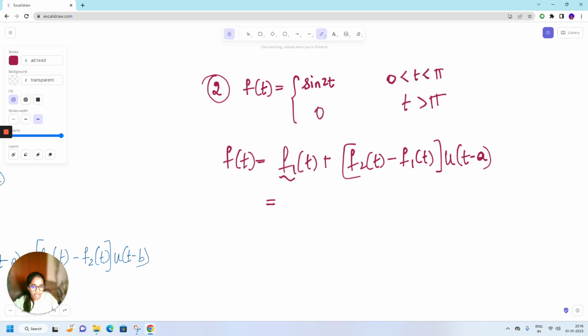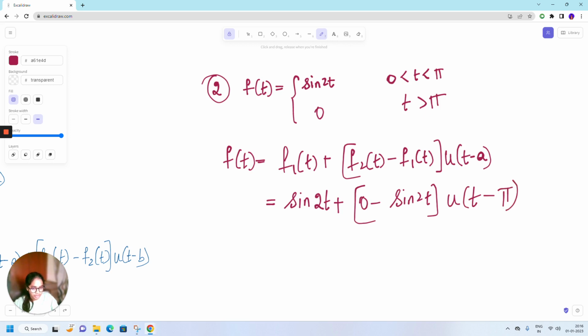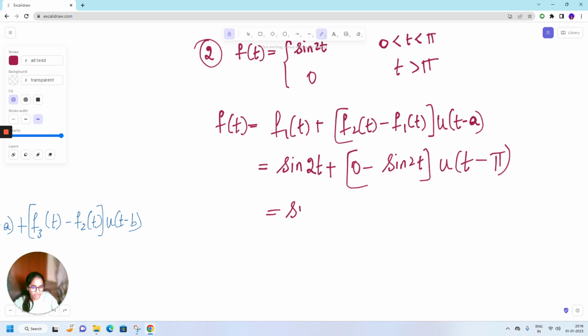So what do we have in place of a? First, let me substitute f1 of t. What is f1 of t? f1 of t is sine 2t. f2 of t is 0, minus f1 of t is sine 2t, into u of t minus, in place of a I have pi. So what would I get? Sine 2t minus sine 2t u of t minus pi. This is our f of t.